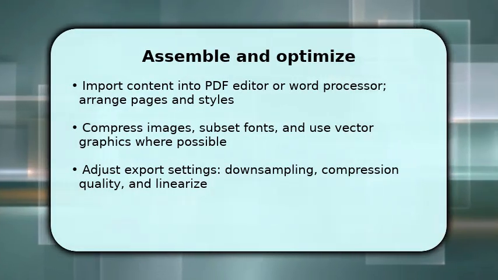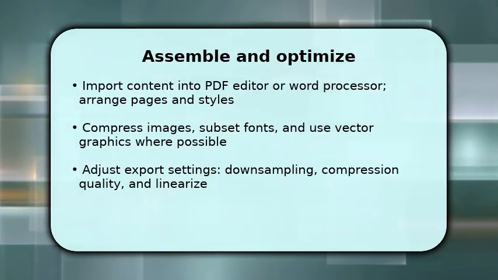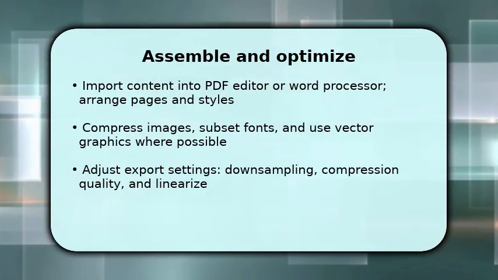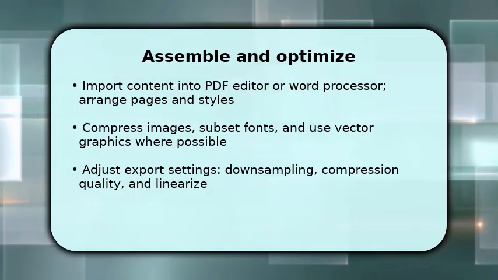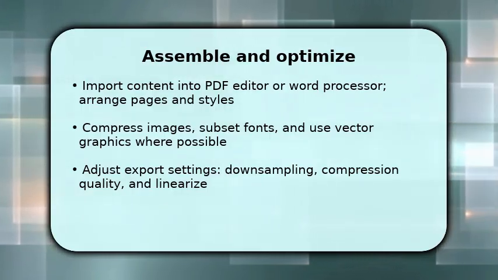Compress images and pick JPEG or ZIP compression depending on image type. Vector art stays small and sharp, so prefer SVG/PDF vectors. Subset fonts to include only used glyphs. Embedded full font files add KB quickly.